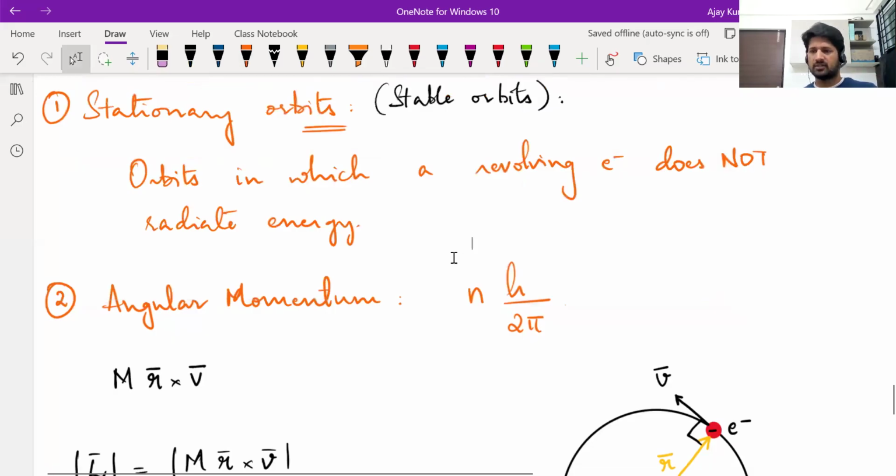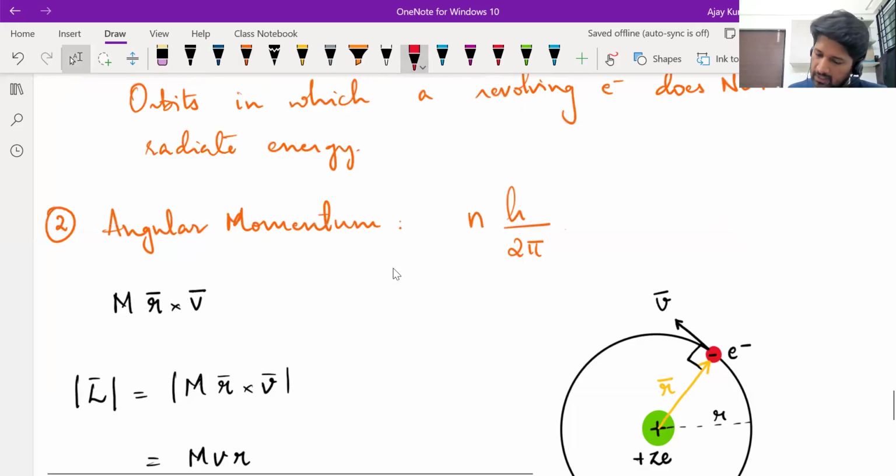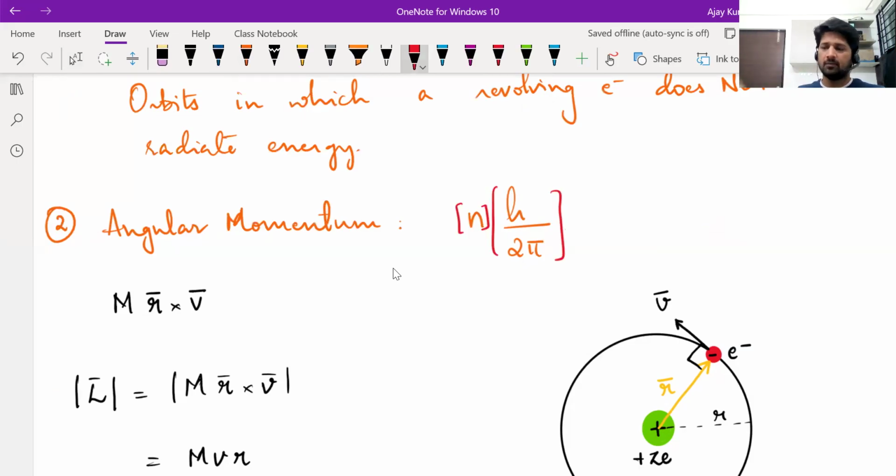So he proposed the idea of stationary orbits, and he said what is special about stationary orbits also. Angular momentum is an integral multiple of h by 2 pi. Now, if any quantity is an integral multiple of something, we say that that quantity is quantized. Quantized means there exist certain minimum amounts of that quantity, and the total amount of that quantity should be an integral multiple of the minimum. That is what we mean by something being quantized.